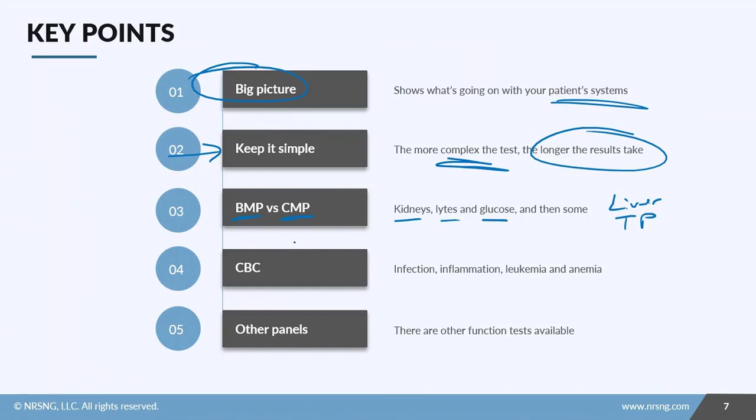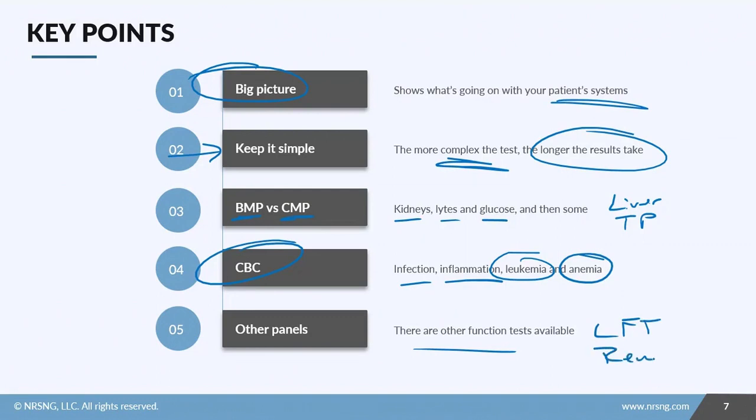Don't forget about your CBC, because that's going to give you information into things like infection, inflammation, leukemia, or even anemia. And lastly, there are lots of different lab tests out there. So this isn't a comprehensive list in any way, but it does tell you that there are other function tests available, like your liver function test or your renal panels. And they give us snapshots into specific symptoms.